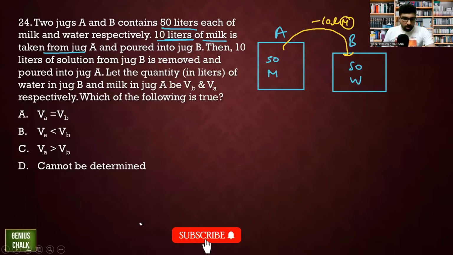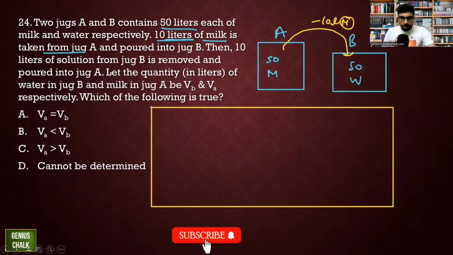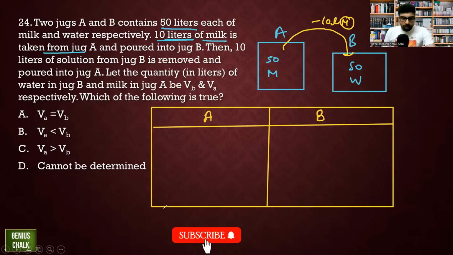Let's make a table. Suppose this is the table, right? And here it is. Let's try. So this is your jug A and this is your jug B. Let's write it. Jug A, jug B. After first operation. So let's write after first operation.